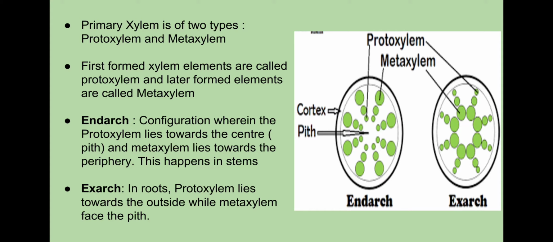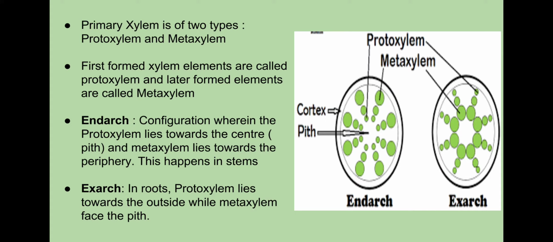Then we move on to primary xylem and its types. So primary xylem is of two types, the protoxylem and the metaxylem. What are protoxylem and metaxylem? Protoxylem is basically the xylem elements which are formed first. So according to the formation, they are called proto and meta. Proto are the ones which are formed first, and meta are the elements which are formed later.